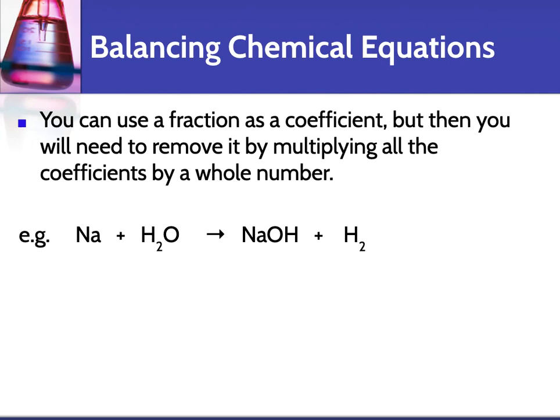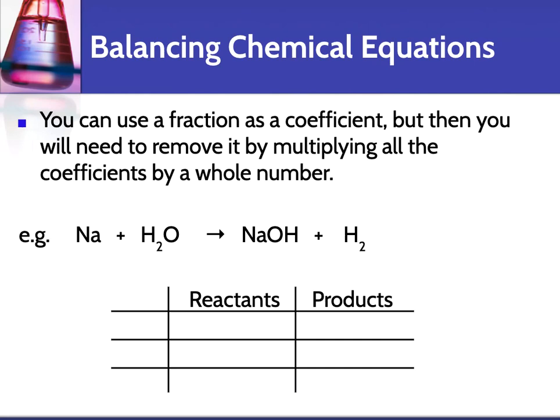So let's look at this example. Sodium plus water makes sodium hydroxide and hydrogen. So we'll set up our table. We've got sodium, hydrogen, and oxygen. We've got 1 sodium, 2 hydrogen, 1 oxygen on the reactant side. On the product side, we have 1 sodium, 3 hydrogen, and 1 oxygen. Okay, so everything is balanced except the hydrogen. We've got 2 hydrogen on one side and 3 on the other.